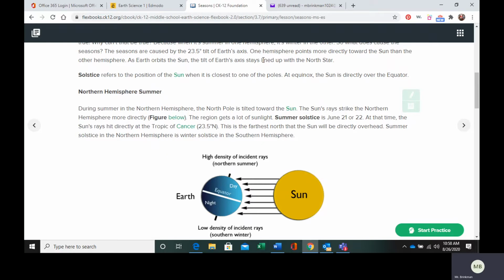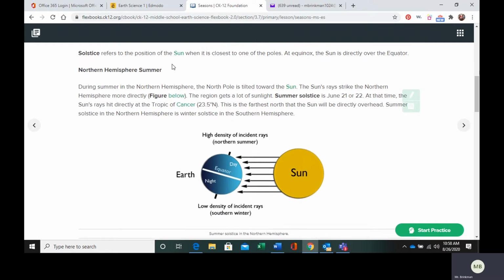One hemisphere is going to actually point more directly toward the sun than the other hemisphere as the Earth orbits the sun. All right. Solstice is going to be when the sun is closest to one of the poles, and then equinox is going to be when the sun is directly over the equator. The equator gets the most direct sunlight throughout the year, though.